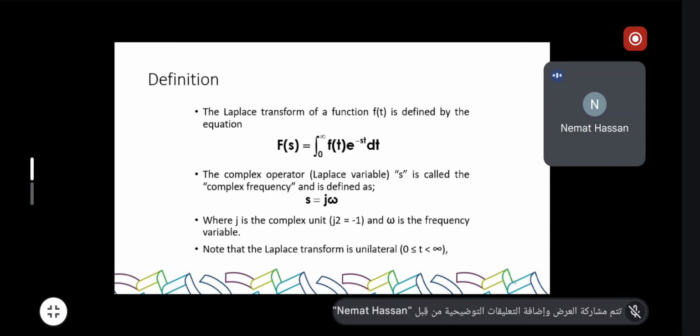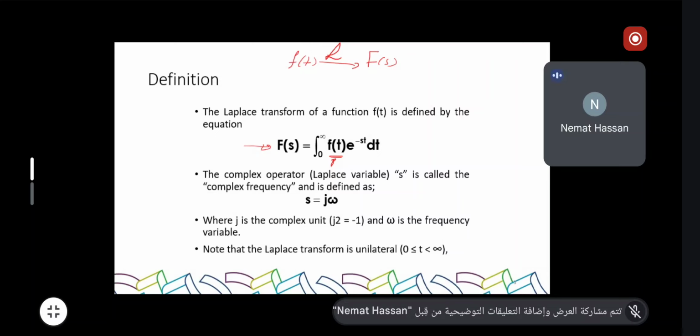By definition, the Laplace transform is given by this formula over here. F of s is equal to the integral from 0 to infinity of f of t e to the power negative st dt. So basically it states that if you have a function f of t, any function, this could be in circuit analysis a voltage, a current, or an impedance, and you plug it into this formula and perform the integration, then you've effectively evaluated the Laplace transform, which is F of s.